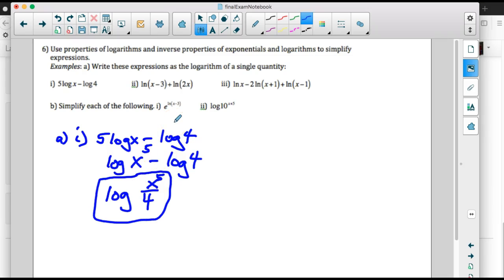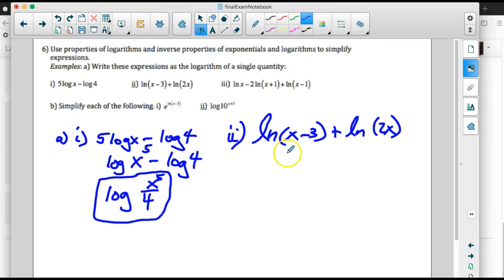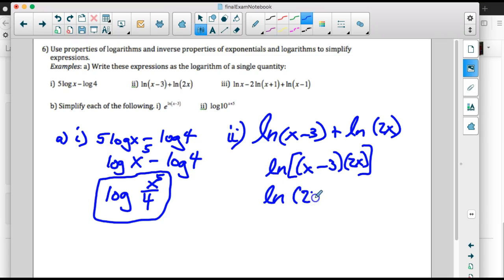Okay, for the second one, we don't have anything in front of it, so the ln, if these two terms are added together, an addition of logarithms is a multiplication problem. So what we would do is write this as ln of x minus 3 times 2x, or ln of 2x squared minus 6x.